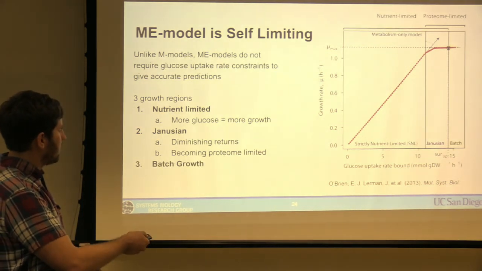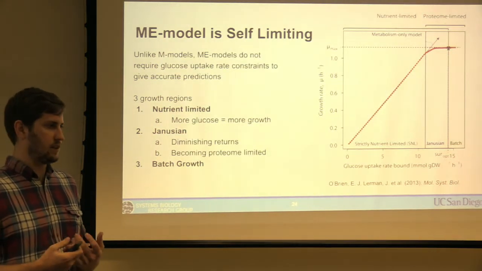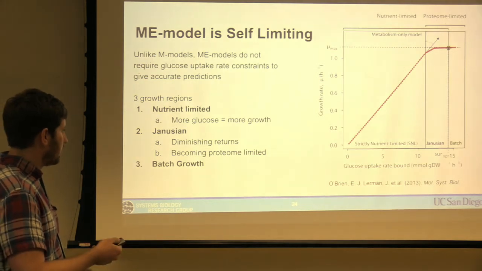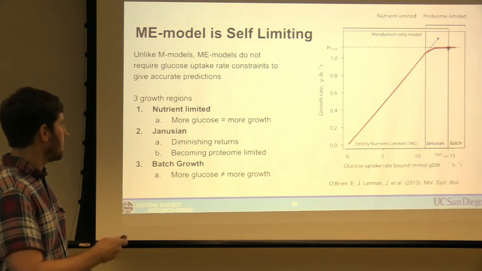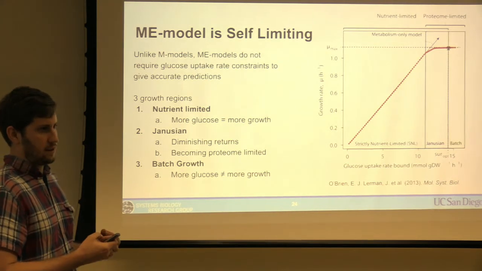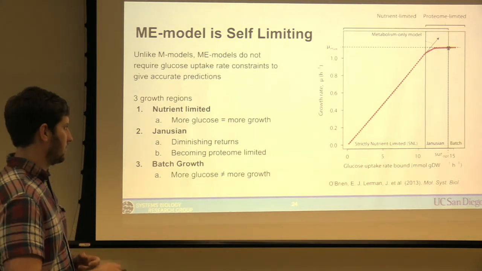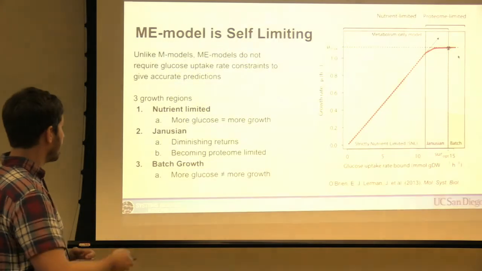And then this third final region is what's called the batch growth region, because it's similar to a cell growing in batch growth conditions. So this is going to be basically unlimited glucose, but just like E. coli grown in the wet lab, the more glucose you give it, the faster it grows, but it doesn't continually grow faster. There's some maximum growth rate. So this is captured in this region here.